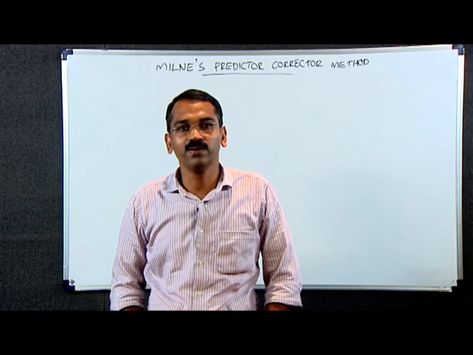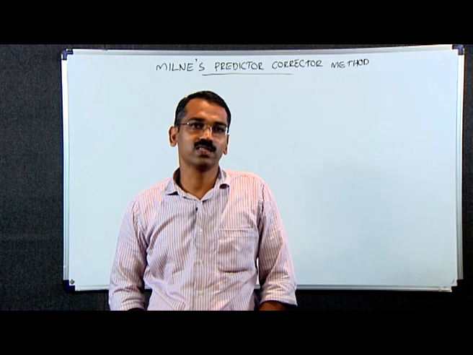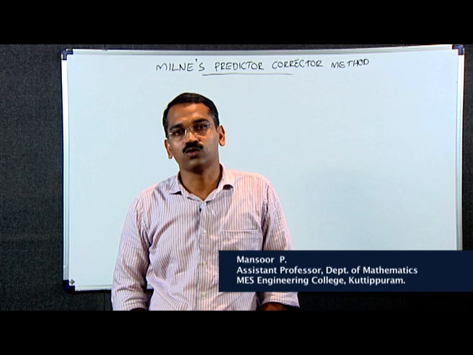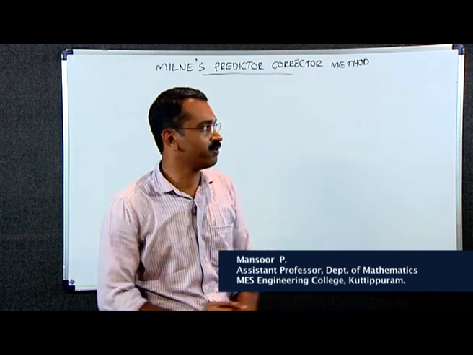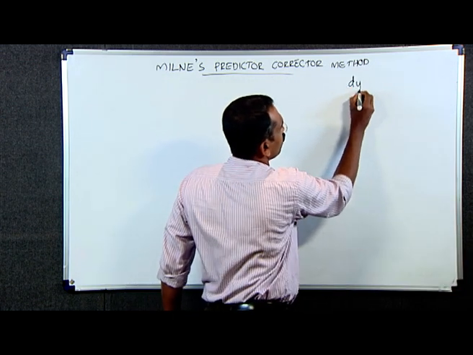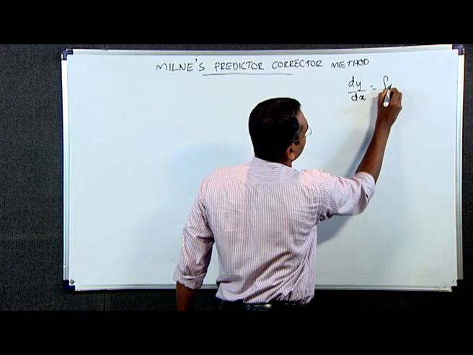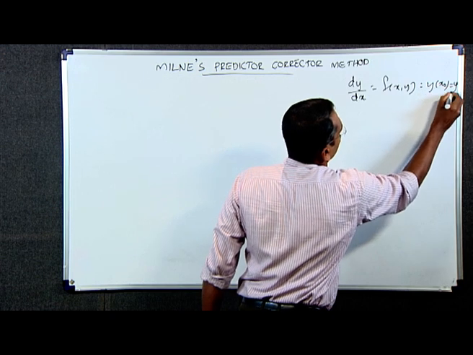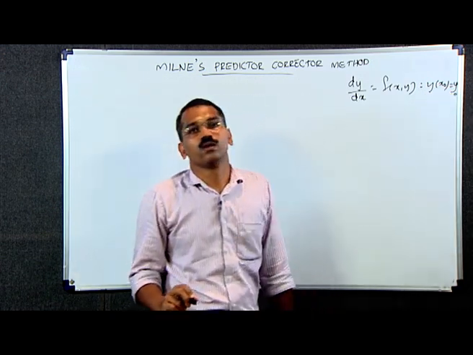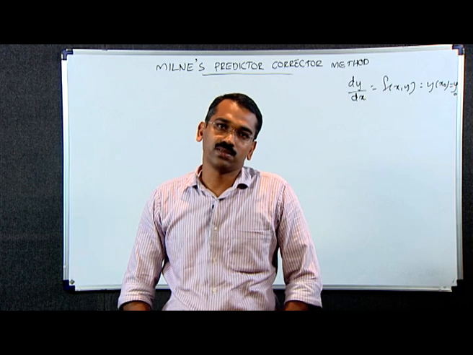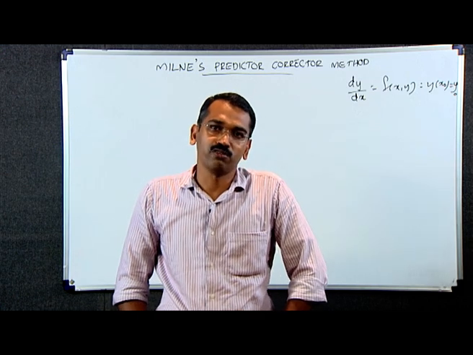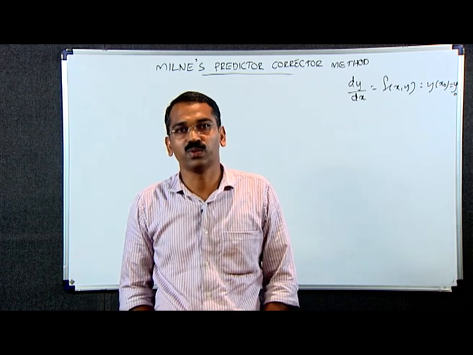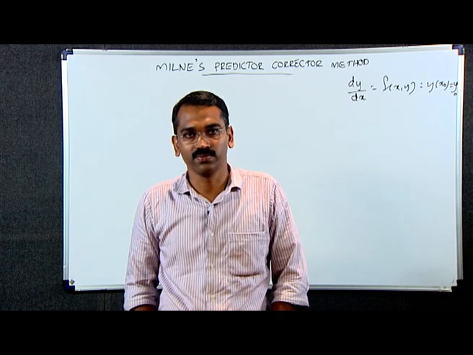Welcome friends. In the previous session, we discussed the Euler's predictor corrector formula to solve the differential equation of the form dy by dx is equal to f of x y, given that y of x naught is equal to y naught. Here we shall discuss another powerful predictor corrector method, namely Milne's predictor corrector method.